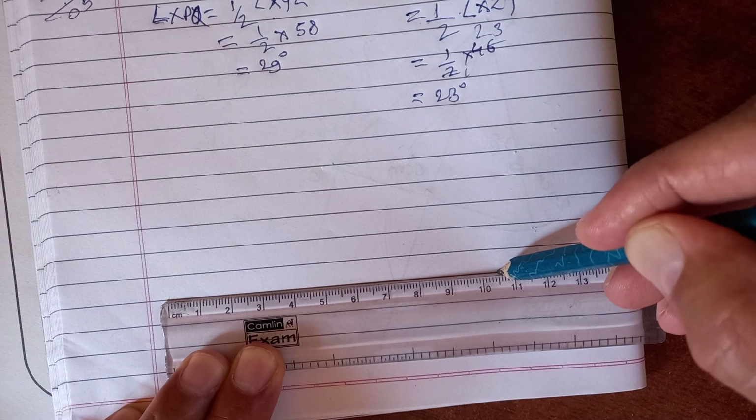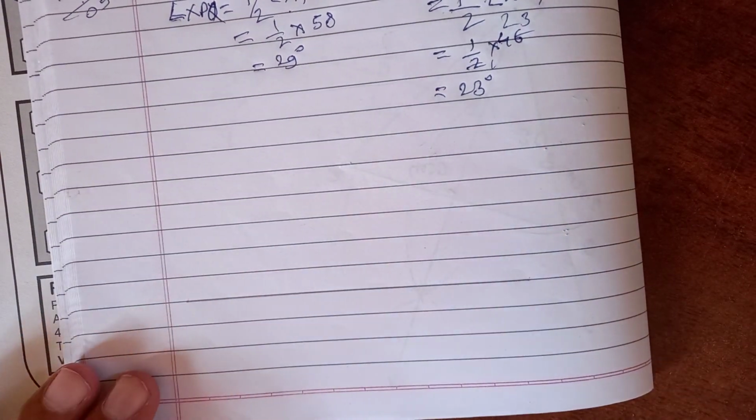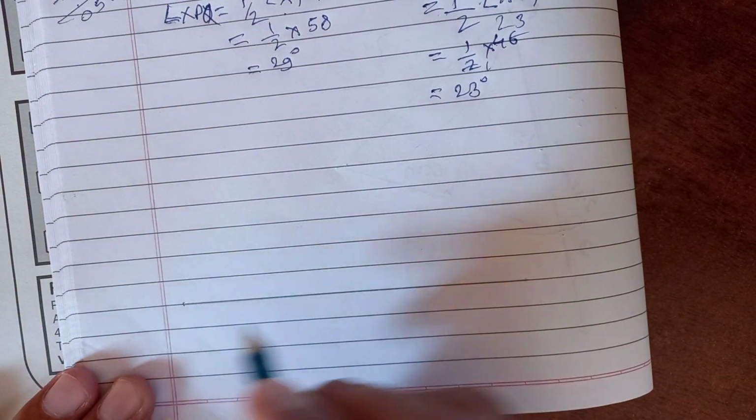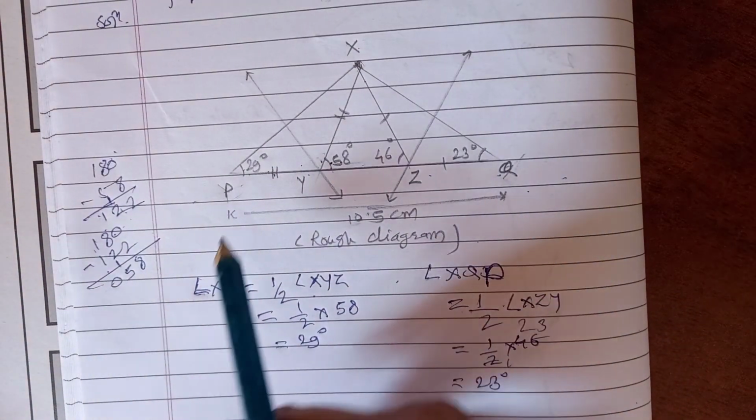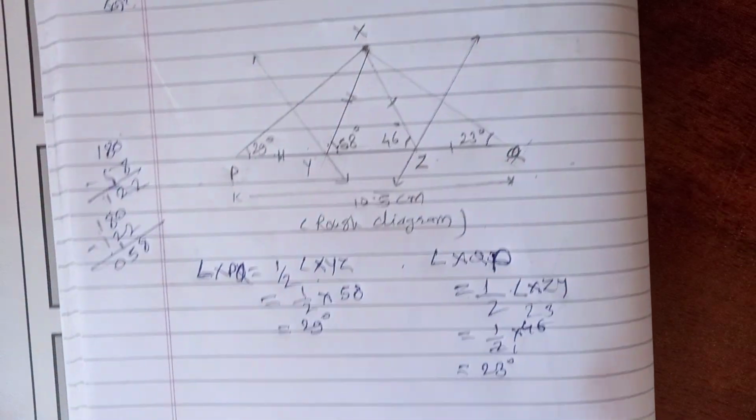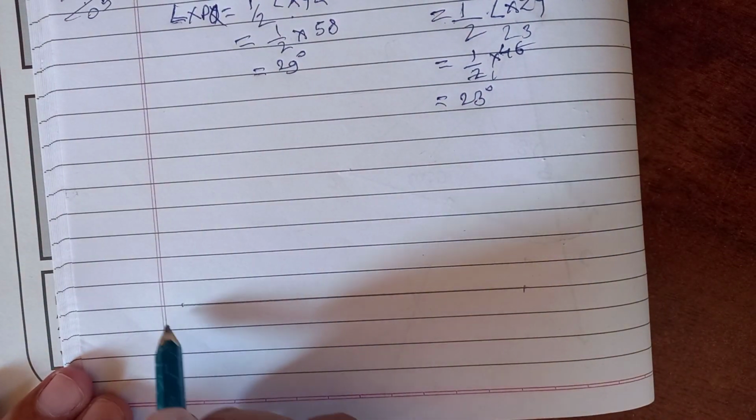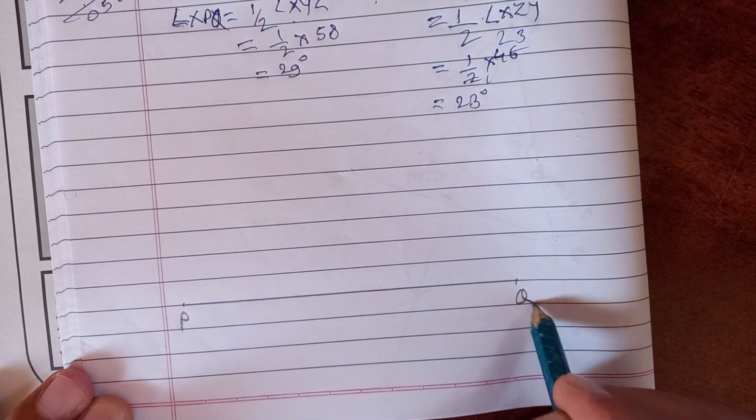10.5, exactly 10.5. Remove the scale. Suppose this point here. What is that point? What name is given in the rough? Same, you have to use PQ. So here this is P and Q.